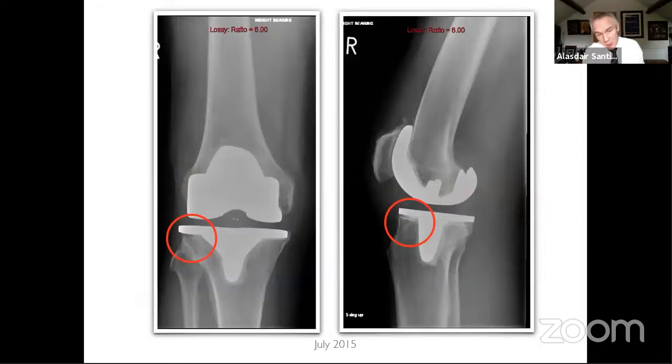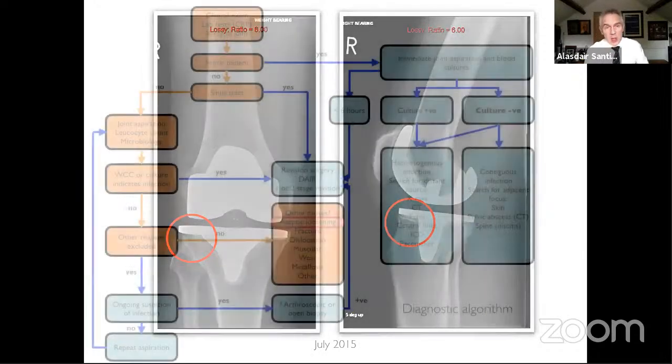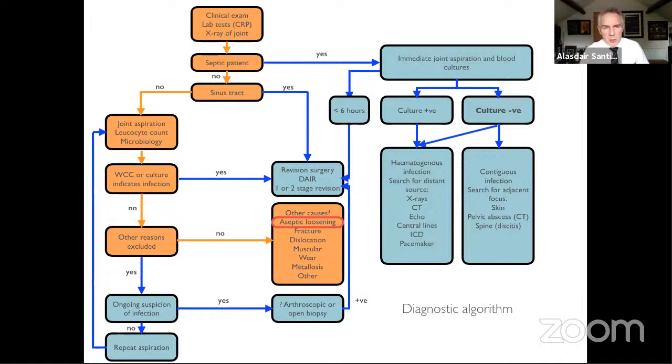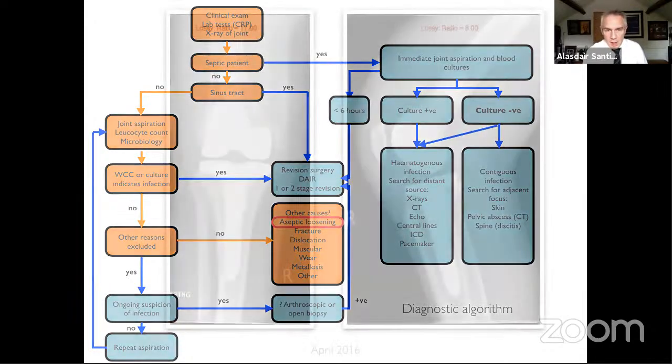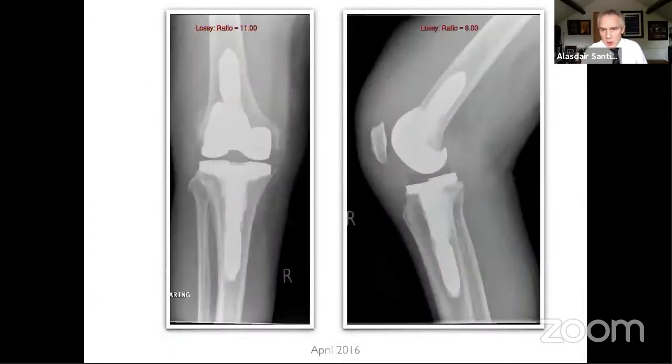So back to our patient, aseptic loosening of his tibia. What have we done? We've gone down this algorithm, now in orange. We did our examination, we did our bloods, you've seen those. He wasn't septic, no sinus tract. We did our aspiration, which didn't indicate infection. The other loosening is aseptic loosening, and so that is where we went for in this chap. We did a revision for a lesion. He did very well.